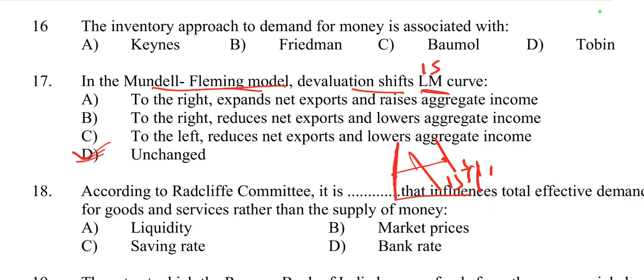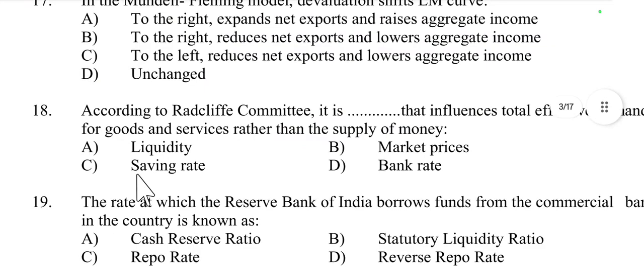Option D is right. The LM curve is unchanged, but there is a shift in the IS curve, from IS to IS1. So option D is right, according to the Mundell-Fleming model.